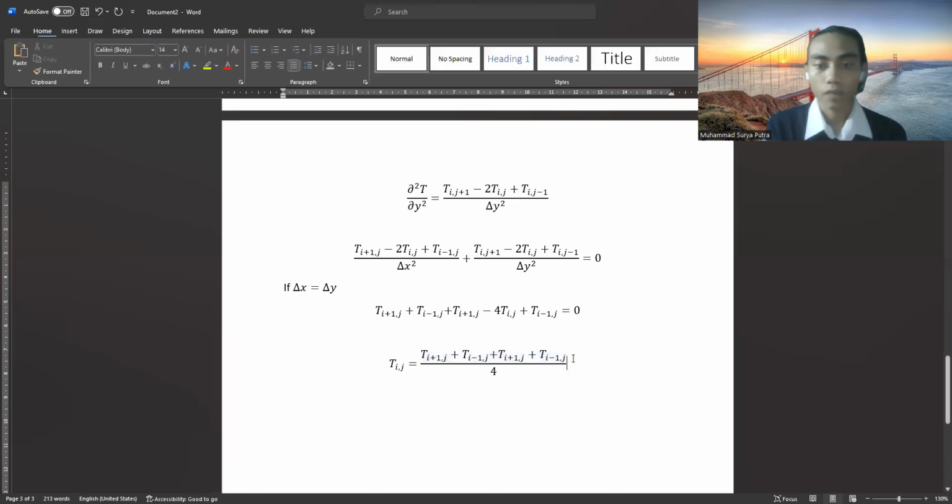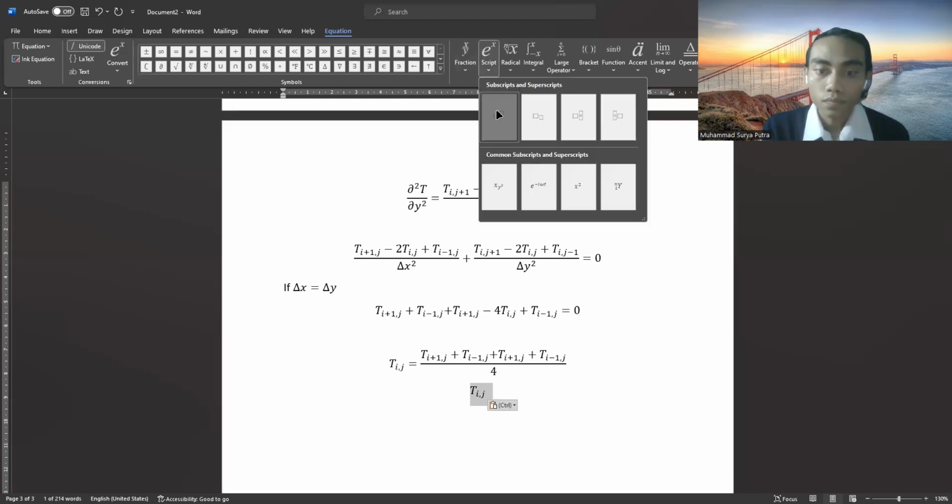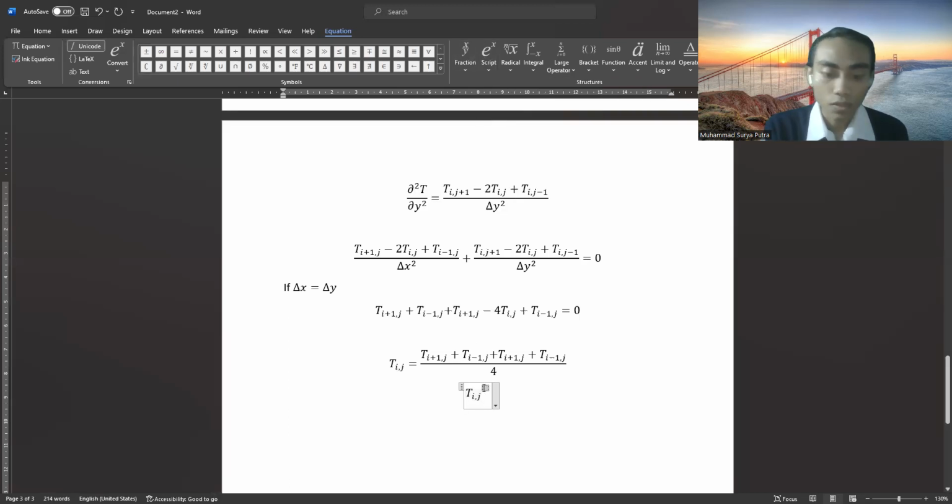Yep, we have these equations. And then these equations in the numerical way can be written as, this is the new one.